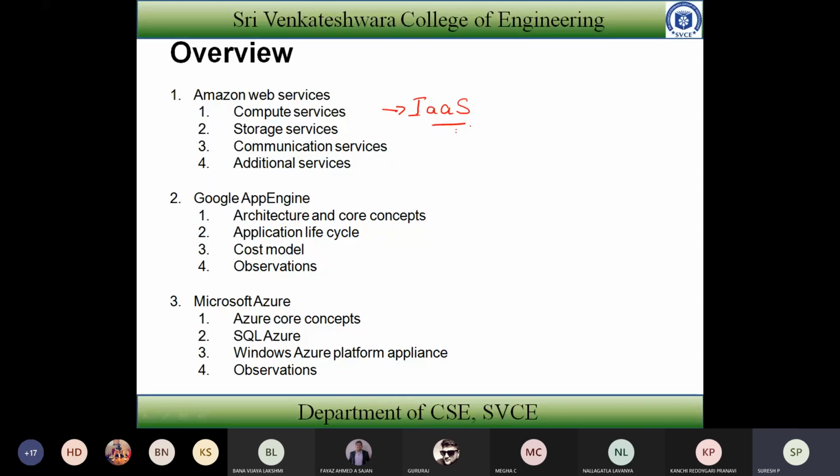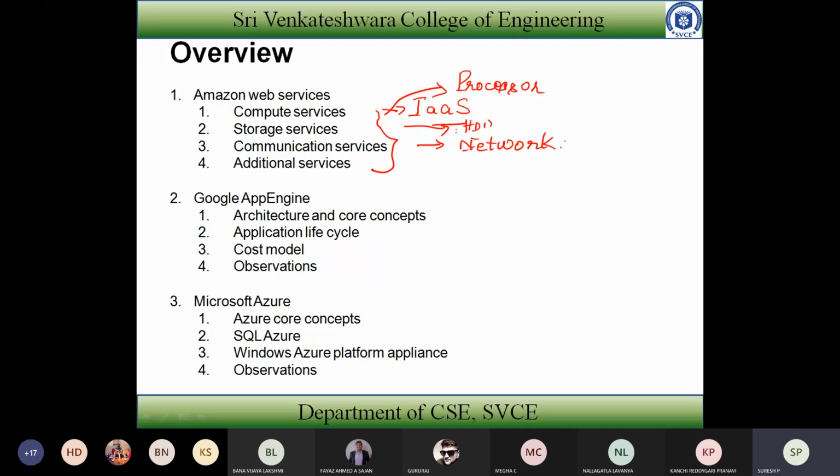Even the storage will come under infrastructure as a service. When you talk about the compute service, it requires the processor, right? When you talk about the storage, it requires the hard disk. When you have the communication service, you require the network. And it makes use of some additional services. This we are going to discuss in Amazon Web Services.